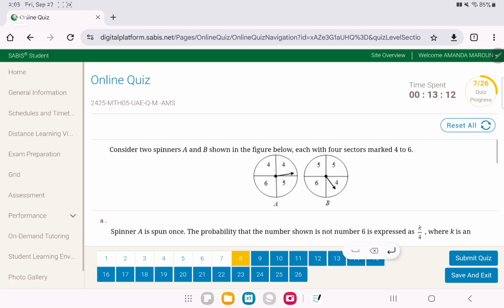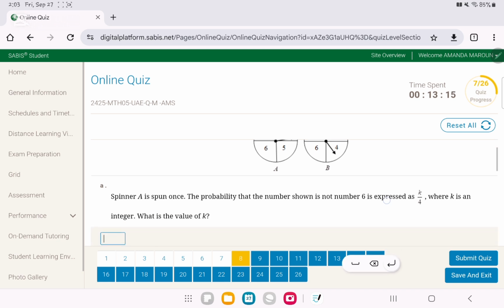I think in this exam they will allow us to use calculators because we have very big numbers to calculate.